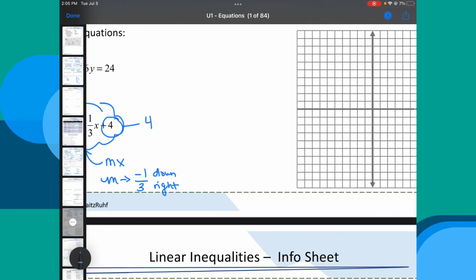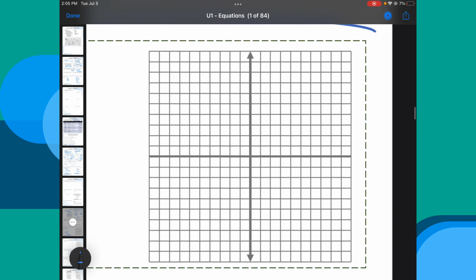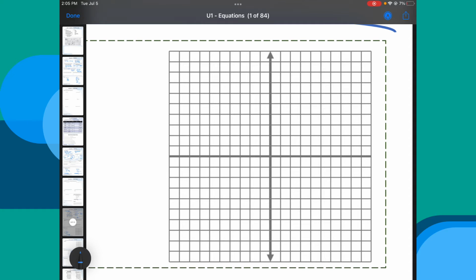And we always start in the middle of our graph. So heading over to our graph, we're going to go to the middle, the y-axis. We're going to go up 4: 1, 2, 3, 4. And we're going to make our first point. Now our slope was -1 over 3. So down 1, to the right 3. Down 1, to the right 3. We do that as far as we can, and then we can come back and connect our points together to create our line.